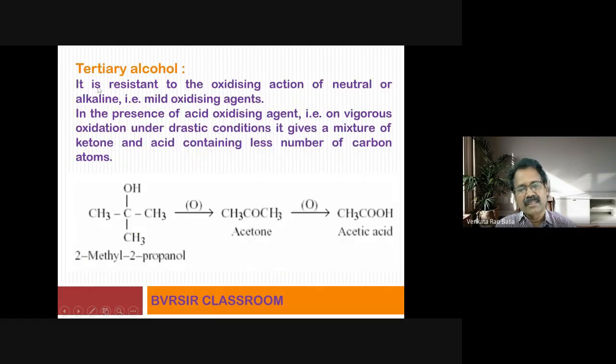A tertiary alcohol is usually resistant to the oxidizing action of neutral or alkaline mild oxidizing agents. That means drastic conditions are required. In the presence of acid oxidizing agents like acidified potassium permanganate, on vigorous oxidation under drastic conditions, it gives a mixture of ketone and acid containing fewer carbon atoms. This is the tertiary alcohol, tertiary butyl alcohol, 2-methyl-2-propanol is the IUPAC name. When it is subjected to oxidation, it gives rise to a ketone. Here it is acetone, having one carbon atom less. 1, 2, 3. Here how many carbons? 1, 2, 3, 4. One carbon atom less.